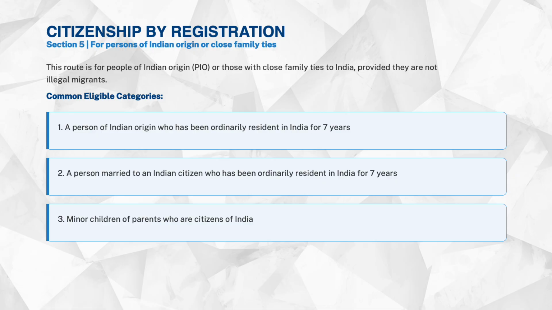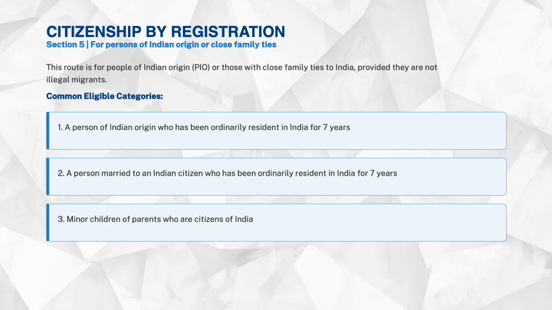You can become an Indian citizen if you have been a resident in India for 7 years. Even if you are of Indian origin living abroad, as long as you stayed in India for 7 years, you are eligible for Indian citizenship.